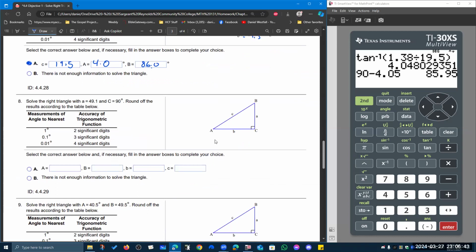And solve the right triangle when A equals 49.1. C is 90. Use this table here, and we have enough information. No, I don't have enough information. I need another angle or I need another side. So there's not enough information to solve the triangle.